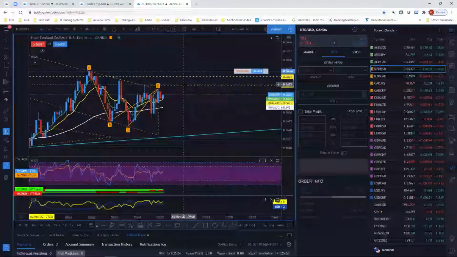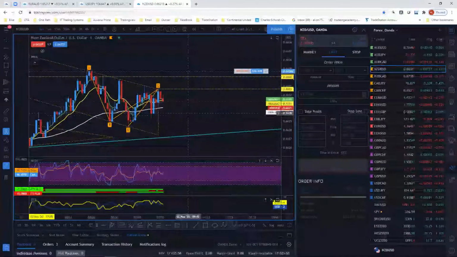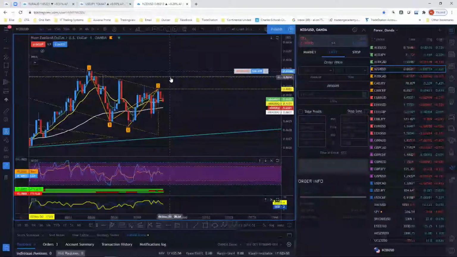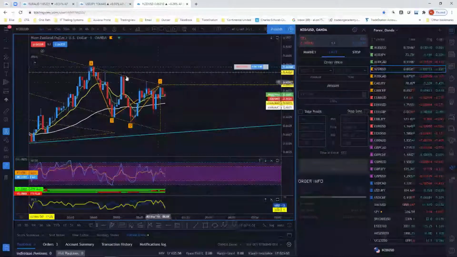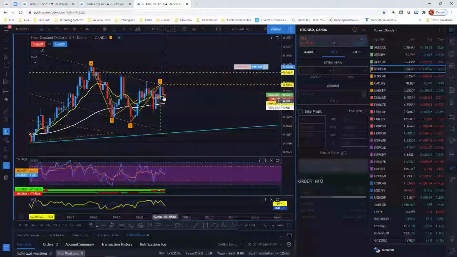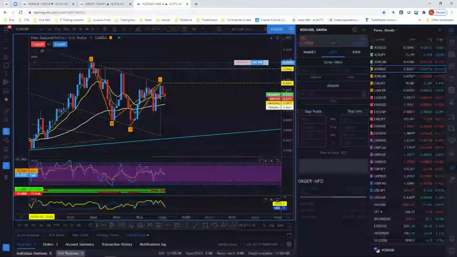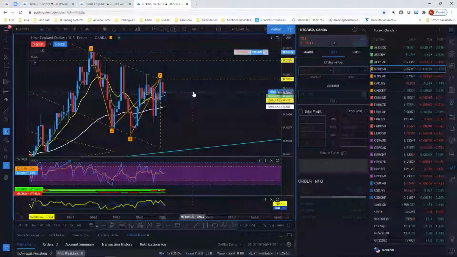So we can move this thing down here. Looking for a 5 and 13 cross. If this thing comes down, tags the 62 without having this green crossing the yellow, and gets a bounce with a higher high, we might have a little trade there.